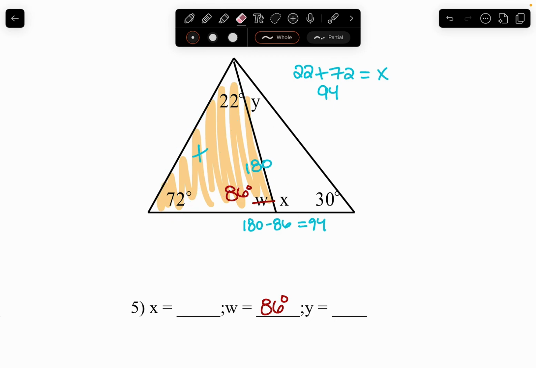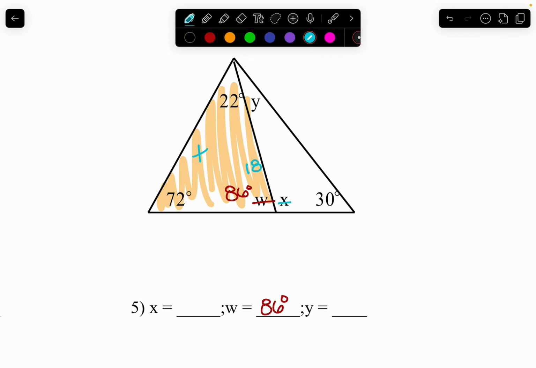I'm going to go ahead and erase some of this. So we know that angle x is 94 degrees. And now that I know that that's 94 degrees, I have enough information to subtract from 180 minus 94 minus 30 to get me that y is 56, as long as I didn't make a mistake. All right.